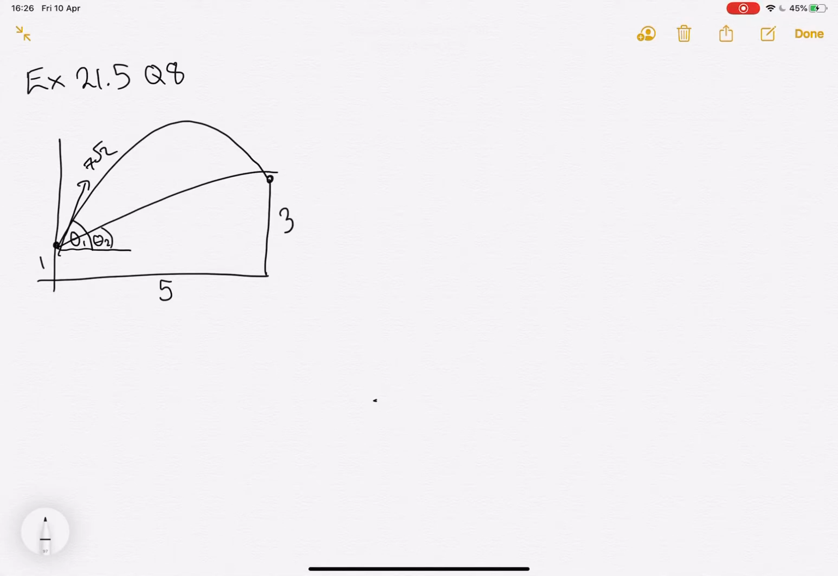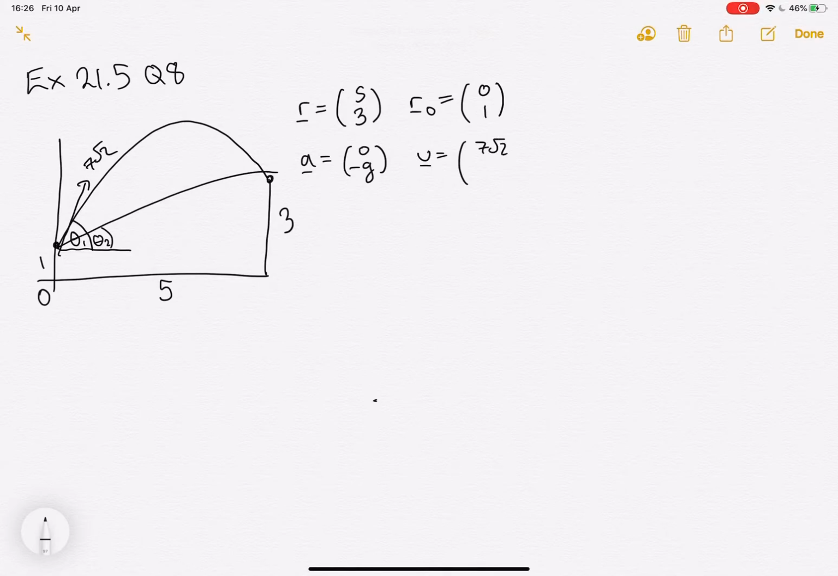Well, let's take this as the origin and let's think about what we know. We know that at the time that it hits the target, the displacement is 5 horizontally and 3 vertically. But we are not starting at the origin, so we need to account for the initial displacement being (0, 1). We know the acceleration is (0, minus g) because the only force acting is gravity, and we know that the initial velocity, u, is (7 root 2 cos theta, 7 root 2 sine theta).